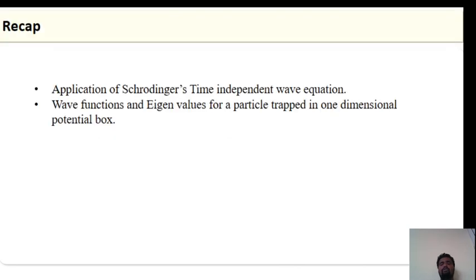In this session, we arrived at an expression for energy for a particle in a one-dimensional box, and also we arrived at an expression for the wave function for a particle trapped in a one-dimensional box.